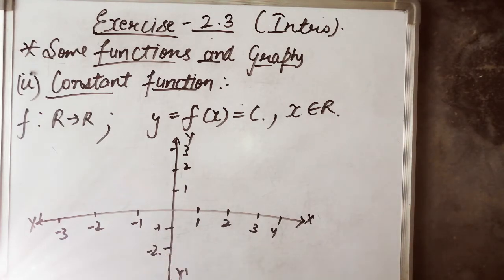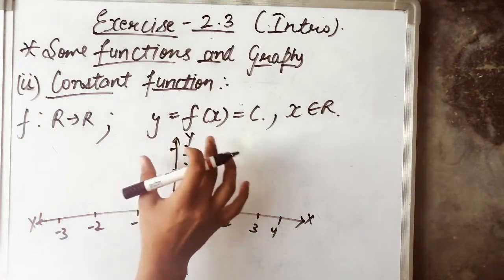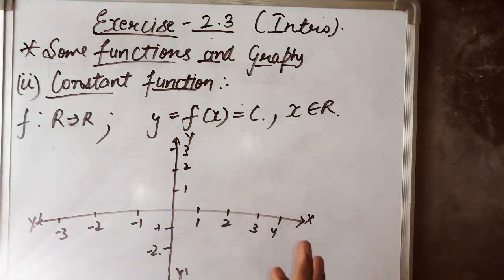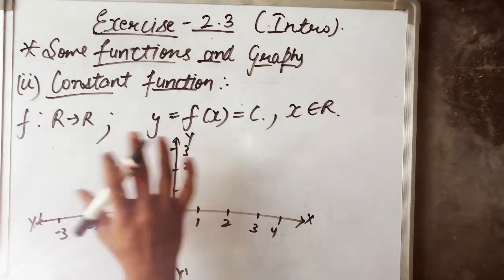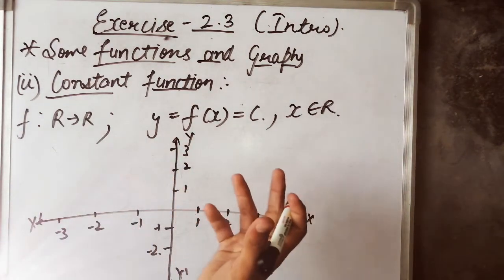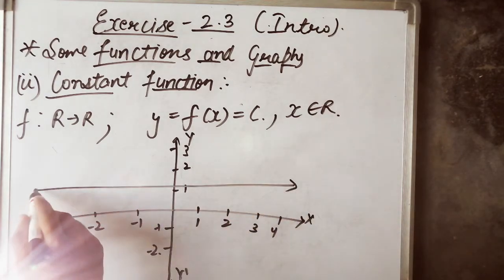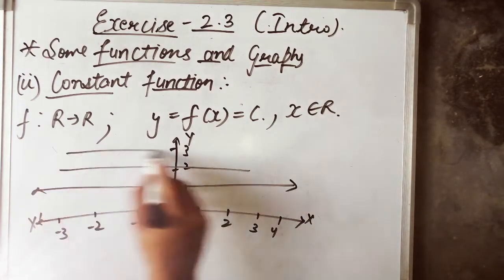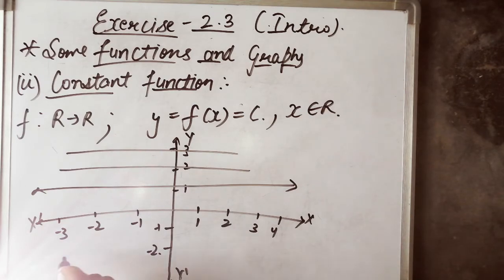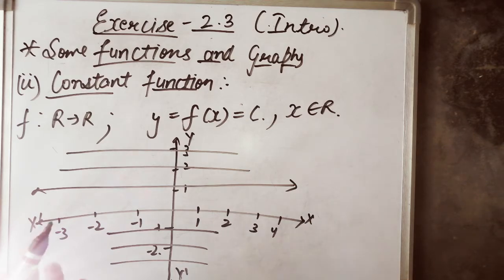Okay, so what does this mean? y = f(x) = c. Whatsoever the value of x, the function will be constant. For example, the graph of the function is drawn like this, or it may also go in the negative y. Okay, this is the graph of the constant function.